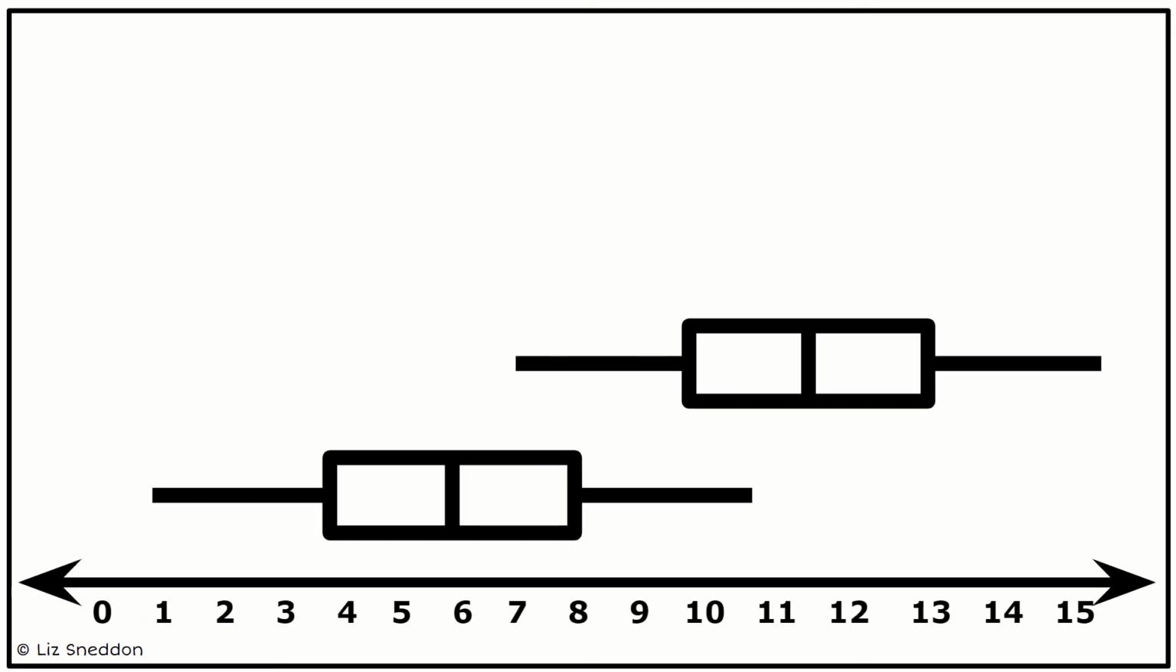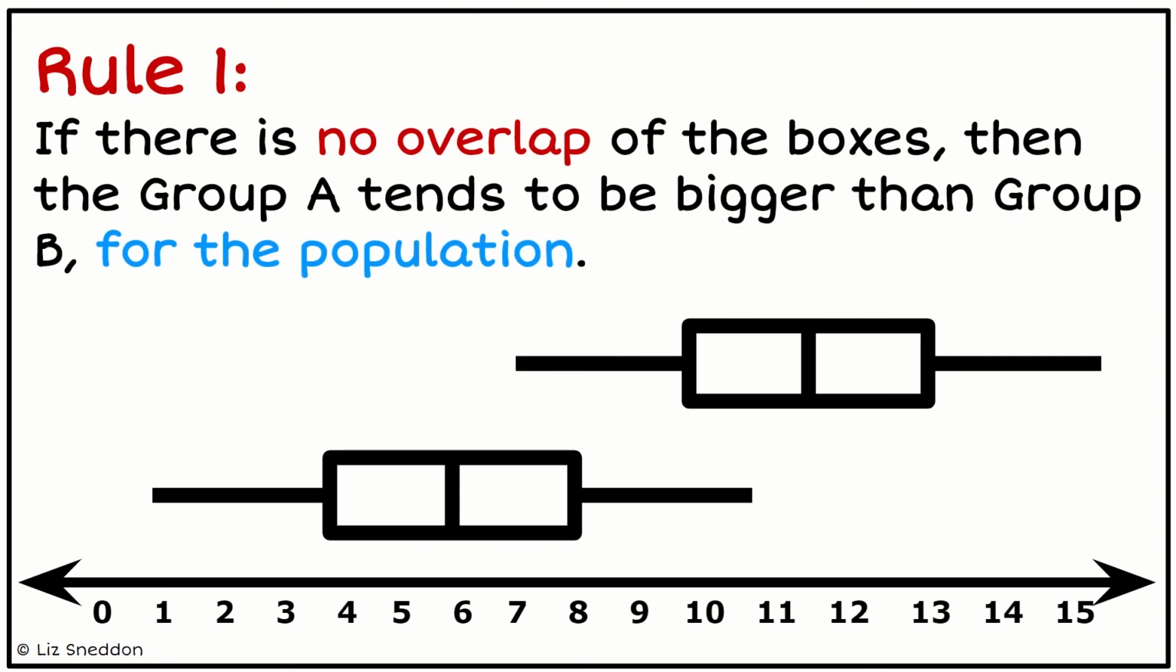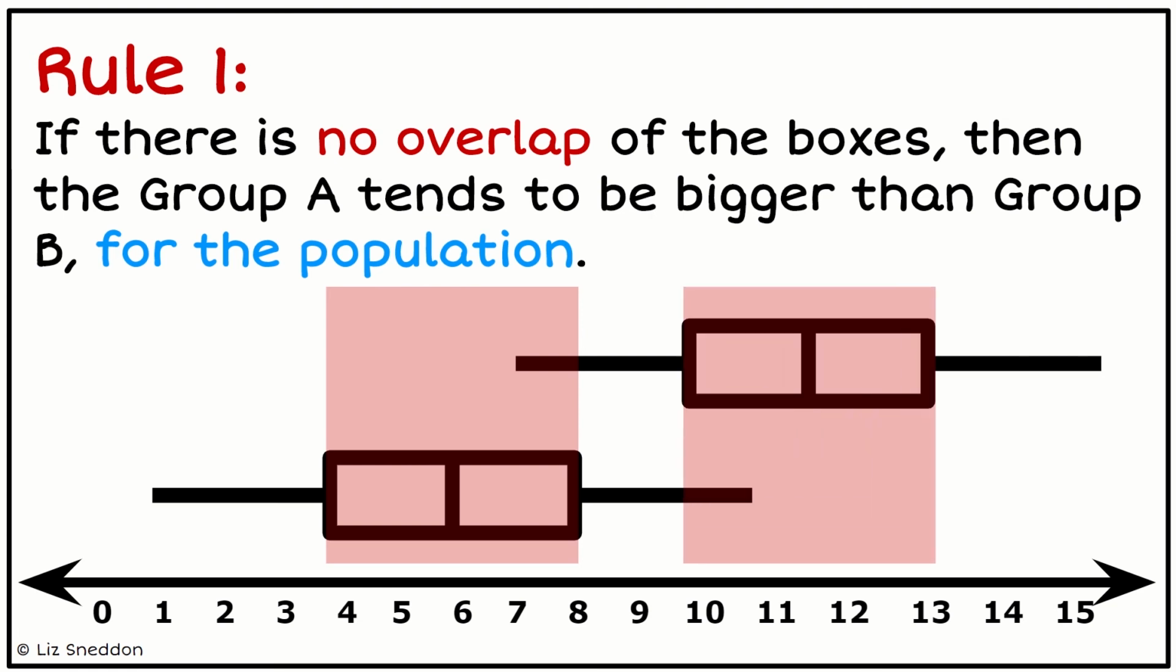So that forms two specific rules that we're going to use. Rule number one says if there is absolutely no overlap of the boxes, then group A tends to be bigger than group B for the population, because remember, we're making an inference about the population. We're saying this is my sample data and I'm suggesting that in the population, so I could shade in here the box of the bottom group, here's the shading in of the box of the top group. Those boxes don't overlap, so that means I can make the claim that group A tends to be bigger than group B for my population.